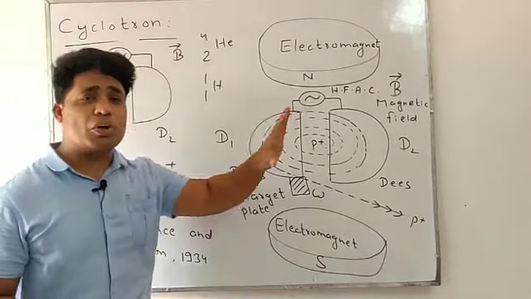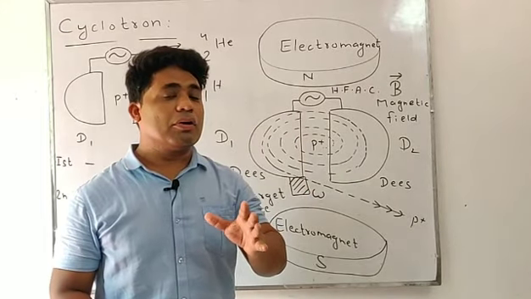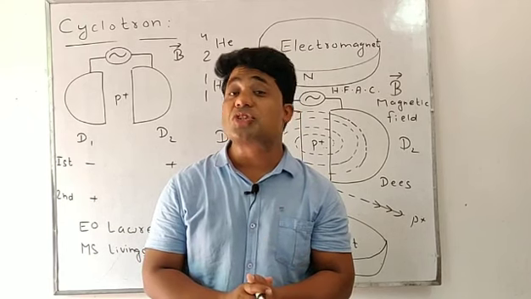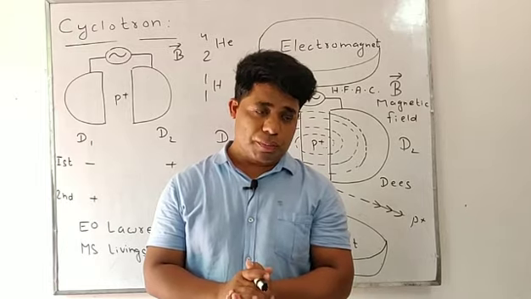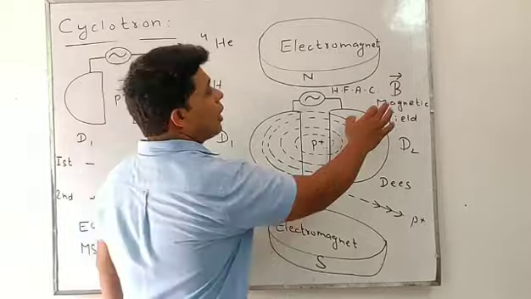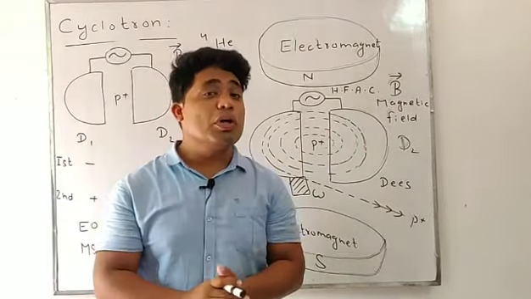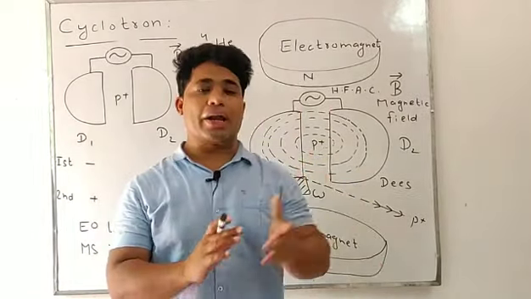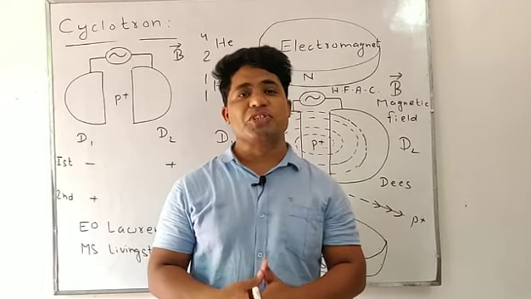A cyclotron is based on the principle that whenever a charged particle revolves in a magnetic field, its frequency remains independent of its velocity. It means its frequency does not depend on its velocity. And most importantly, whenever the charged particle revolves under the influence of the magnetic field, the magnetic field gives its energy to the charged particle and gradually it accelerates from lower to higher energy. In mathematical expression we will discuss the principle also.